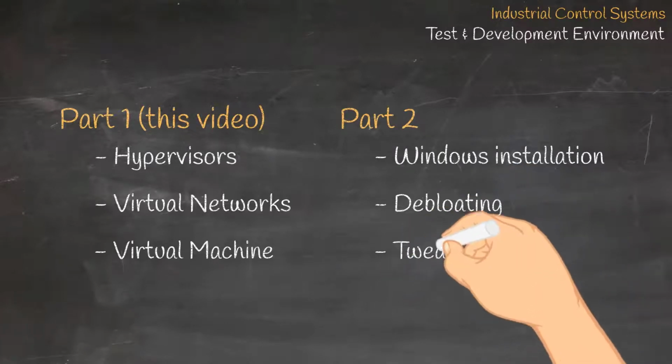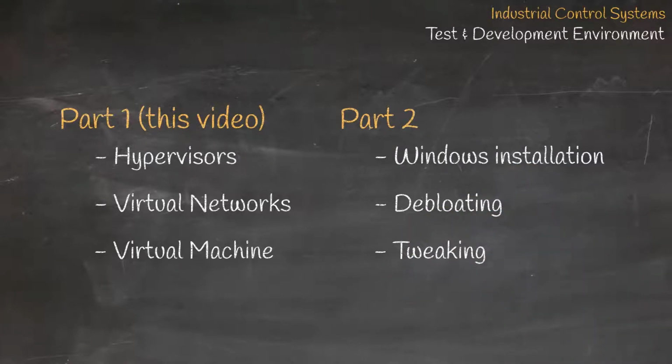In the second part, we will install Microsoft Windows and remove all the unnecessary software. Then, we will make some tweaks to get the virtual machine ready to install third-party software related to industrial control systems, for example, to program a PLC.